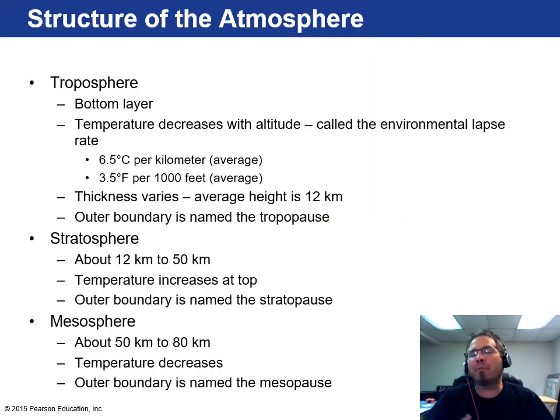So they have names for all these layers of the atmosphere. The lowest one that we live in is called the troposphere. That's the bottom layer, the closest one to the ground, and the temperature decreases with altitude. As you go up, it gets cooler. If you've ever been up high enough, you may or may not have felt that. It's about 3.5 degrees for every 1,000 feet, and you could feel that depending on where you are in the world.